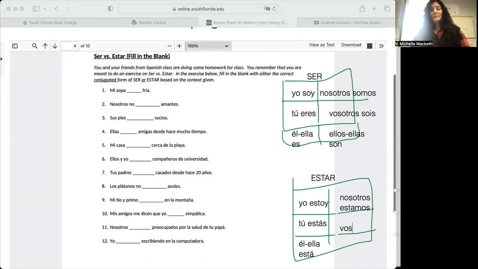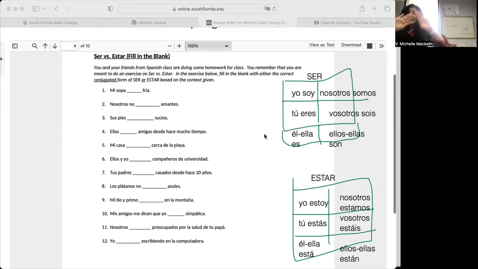Vosotros estáis. Accent mark again. Ellos, ellas, ustedes están. Okay. So that's the first thing that I would do, right? I'm going to conjugate all my verbs, so that way I know which one is ser and which one is estar. That way I can keep them separate.